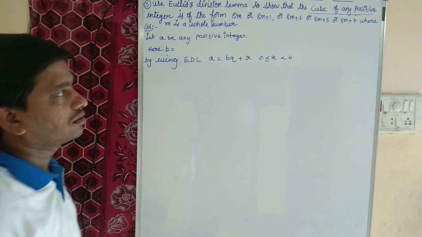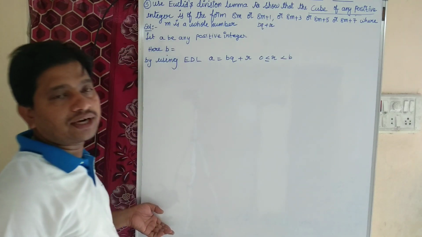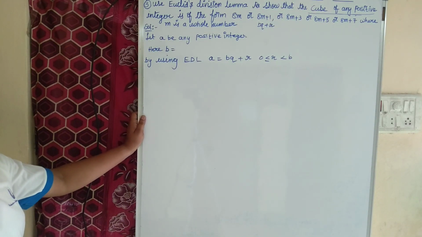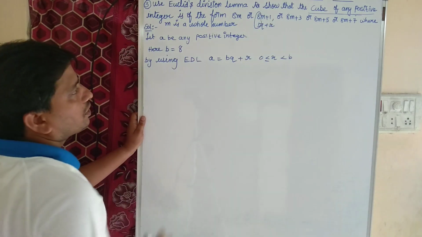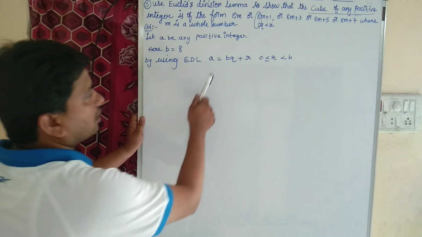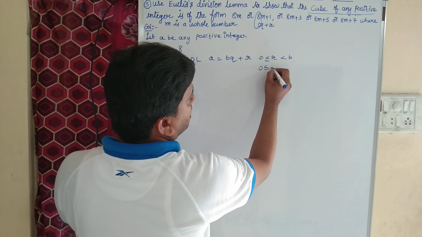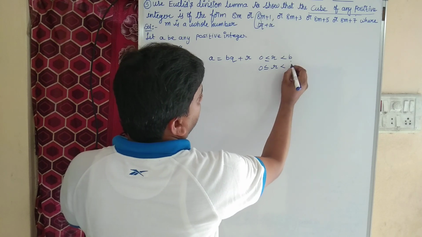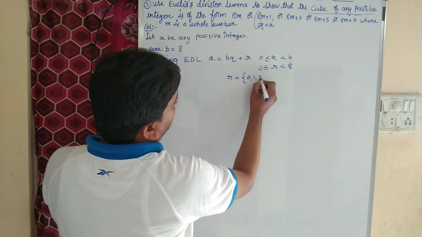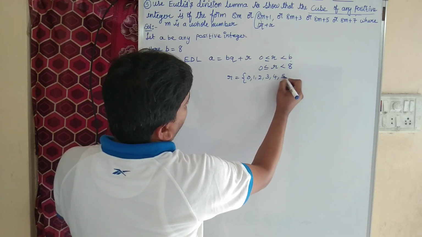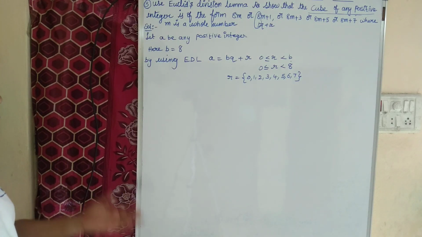Here what is the value of b? If you compare the given question with the standard form of the EDL, that is a equal to bq plus r, here the value of b is 8. So by using EDL, a equal to bq plus r, where r must lie between 0 and b, so 0 less than or equal to r less than b. The value of b is 8, so r takes the values from 0, 1, 2, 3, 4, 5, 6, 7. r takes values less than 8, less than 8 means up to 7.